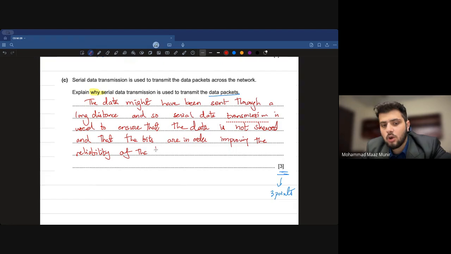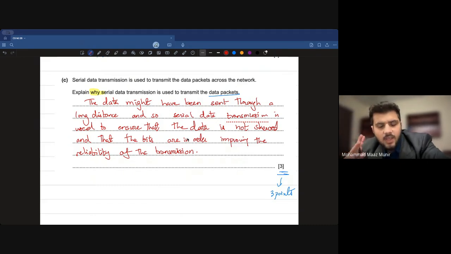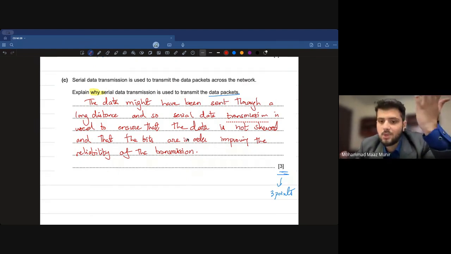So we mentioned 4 points up here. Again, one extra is just so that you know that if ever you know a point, try to include it. Even if I had written only these 3 points, long distance, that the data is not skewed, and the bits are in order, we would have received a perfect 3 on 3. But if you get a chance, writing one extra point would not hurt you. It's going to make you play more safe, and it will help you with your exams and with ensuring that you do not miss important crucial points.